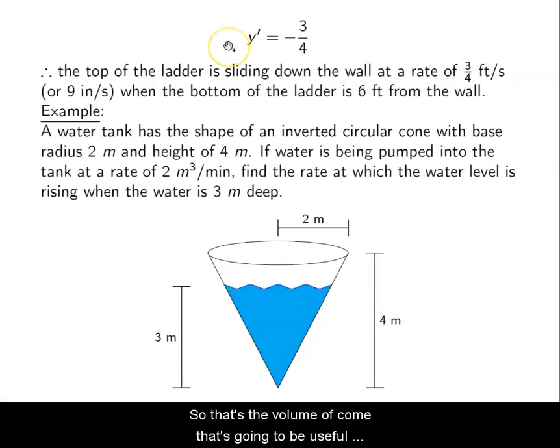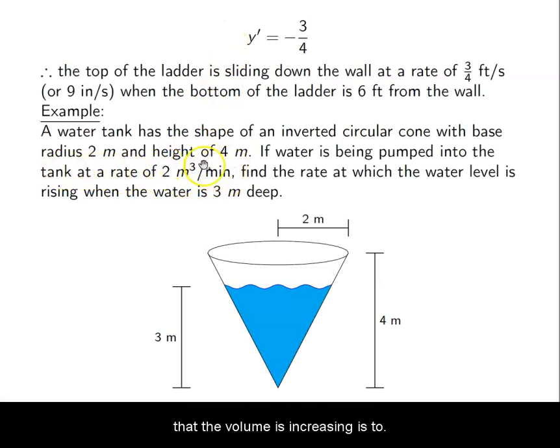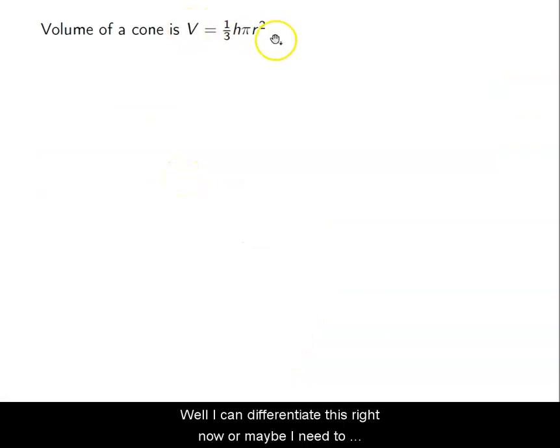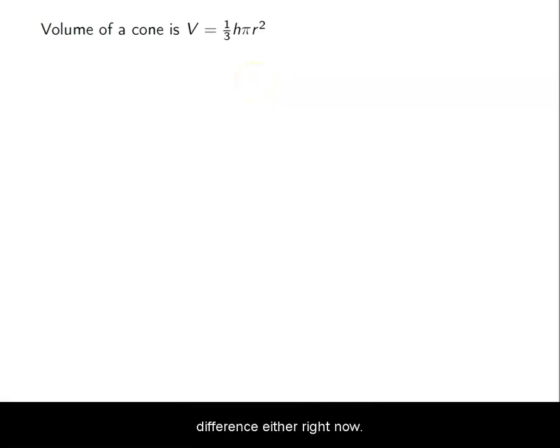That's going to be useful, especially since I'm given that v prime, right? The rate that the volume is increasing is 2. Well, I can differentiate this right now, or maybe I need to do it later. I don't know. But let's think about it. If I were to differentiate it right now, what is changing over time? So take a second and think about that.